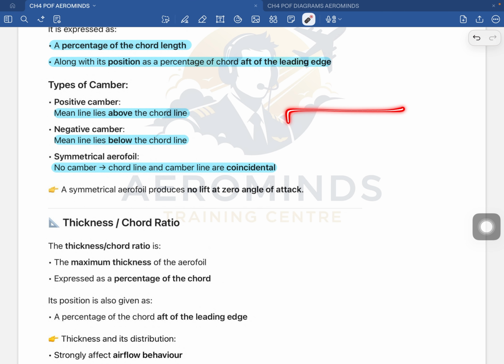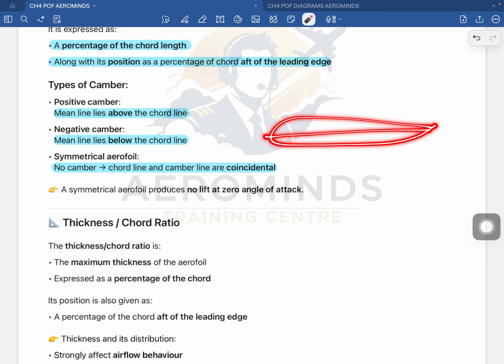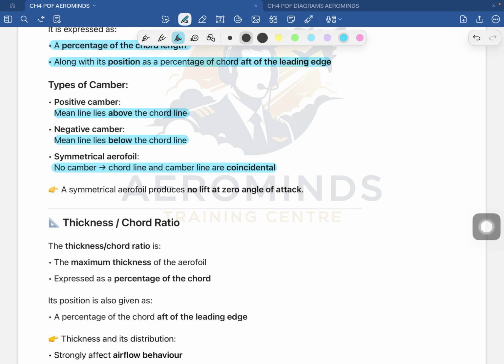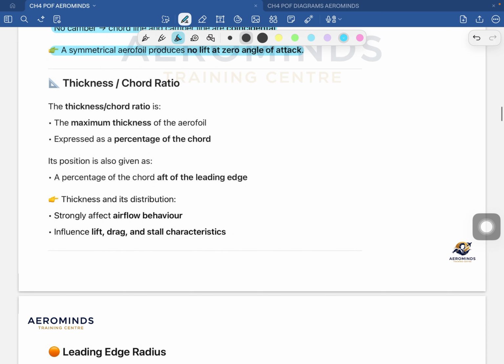Now, if we have a symmetrical aerofoil, which has no camber, both the airflows, over and under, will have the same velocity, so there will not be a pressure difference at zero angle of attack. When you increase your angle of attack, only then will lift increase. Got it? Remember, a symmetrical aerofoil produces no lift at zero angle of attack. Now we'll talk about the thickness to chord ratio.